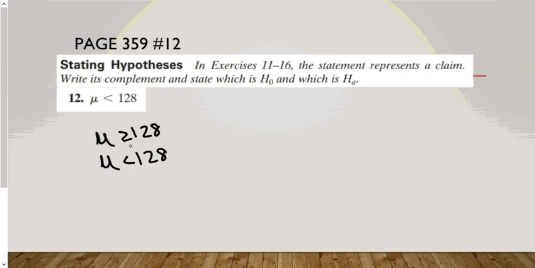So here's what we've got. We have mu is less than 128. That was the given. Therefore, that's our claim. And then if we have a less than, then our other one is going to be greater than or equal to. And because that one's the equal to, that's the one that we'll use as our H naught, or the H null. Okay, so here is what these would look like using symbols. And since there is no context, that means we're done.